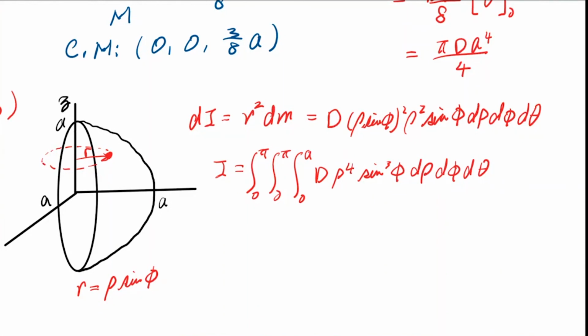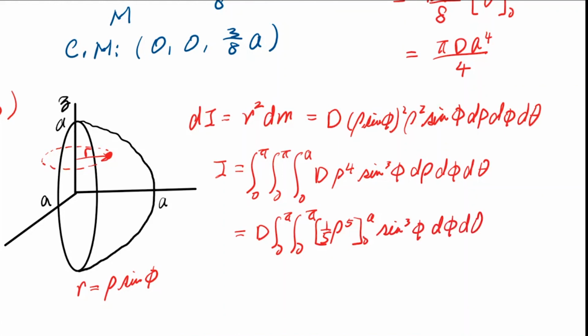Now with me? Okay, let's integrate. So I'm going to take the d outside here. 0 to pi, 0 to pi, and this will be rho to the 5th power, therefore 1/5, and 0 to a, and sine cubed phi, d theta. Good. So a here will give you d a to the 5th power over 5 outside.